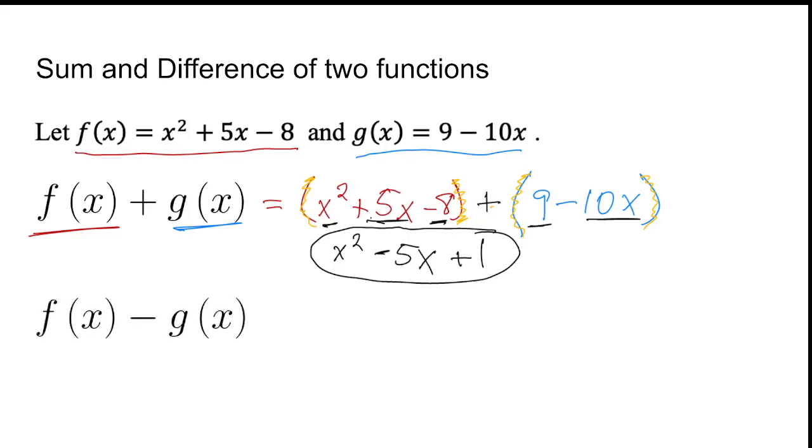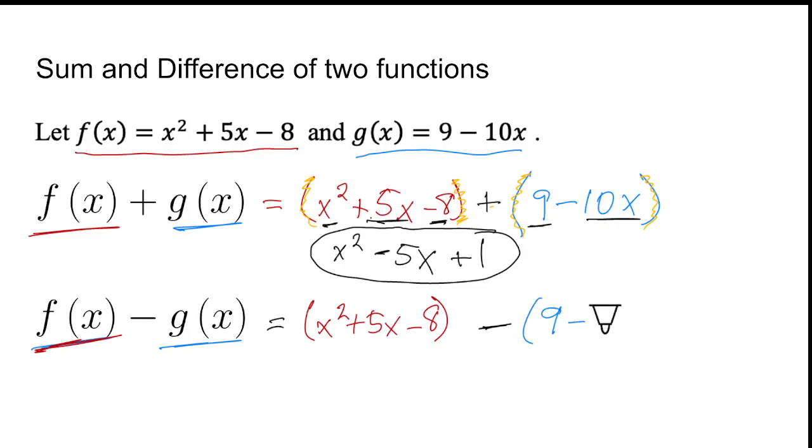Now subtraction is very similar, but a little different at the same time. So we've got our g of x function, we've got our f of x function. So this time we're going to take the two functions and we're going to subtract them. So we write the first one, and again I'll put parentheses around it, x squared plus 5x minus 8. Second one is 9 minus 10x, that's the g of x function.